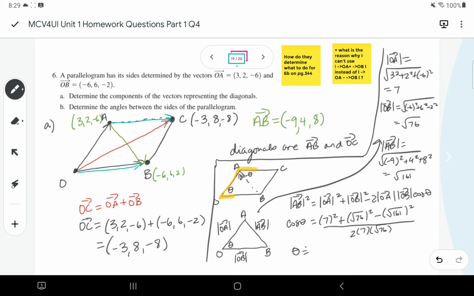Now, if I do all of that work on my calculator, I get that theta is 107.16 degrees. So that's one of the angles between the two sides, and the other angle you would just subtract from 180. So it'd be like 72 point something degrees.